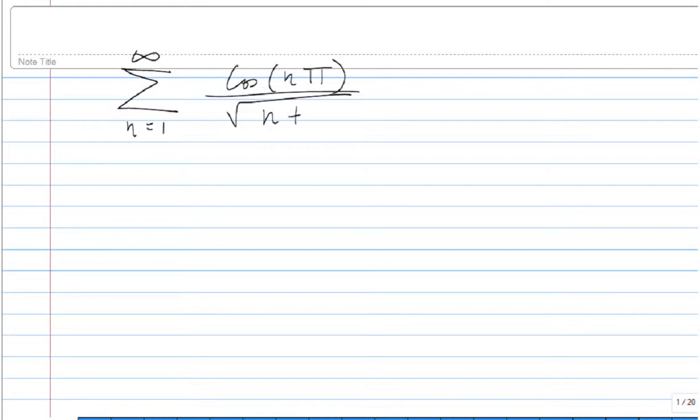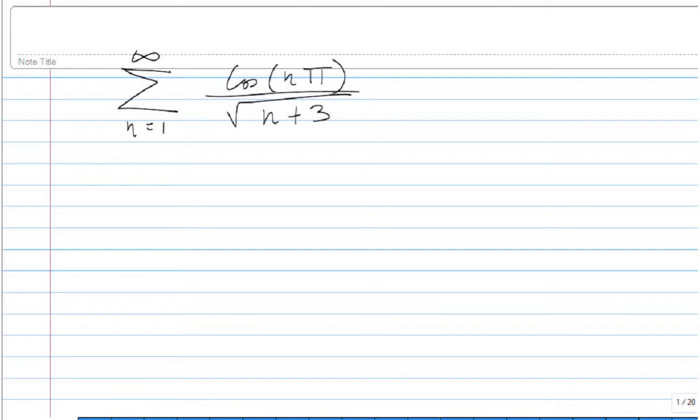So this problem deals with the convergence or divergence of the series from n equals 1 to infinity of cosine n pi over square root of n plus 3. So I put it under the alternating series test, though when you look at it first, it doesn't sound like it is alternating. We don't see the minus 1 to the n.